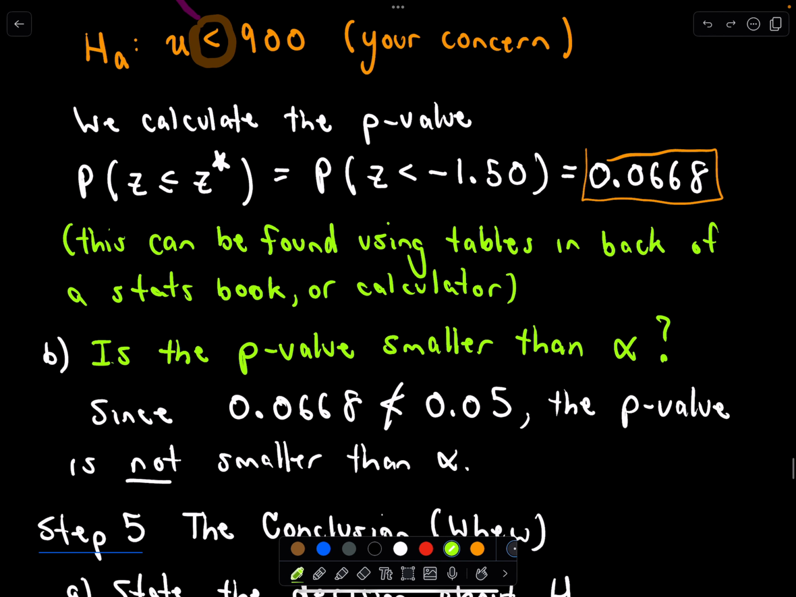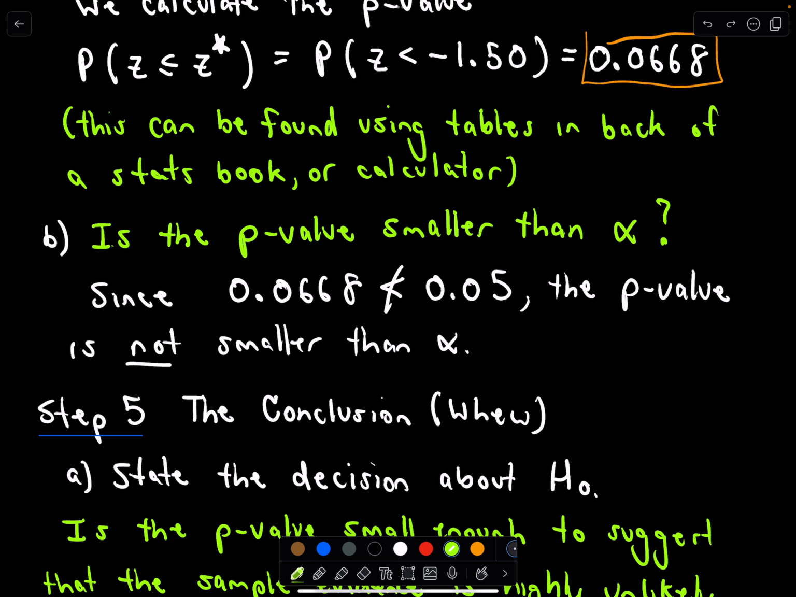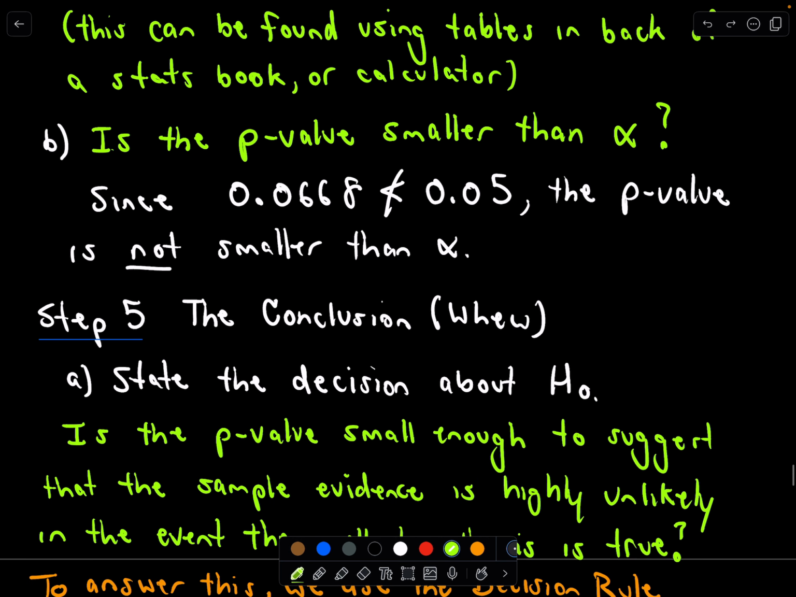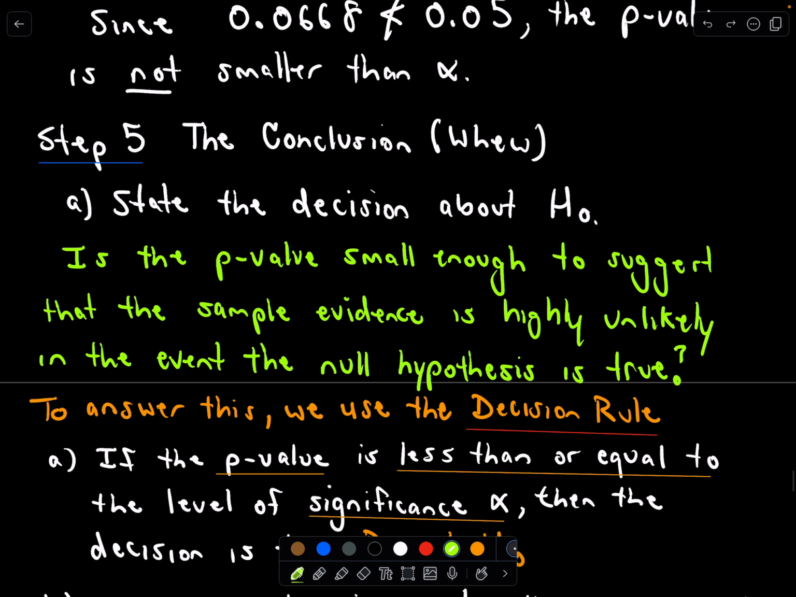Almost done, my friends. The big question: is the p-value smaller than alpha, your level of significance? Well, since our p-value is not less than our level of significance, we can now make our result here. Okay, so this is our conclusion, sorry. We're going to state this decision about our null hypothesis.